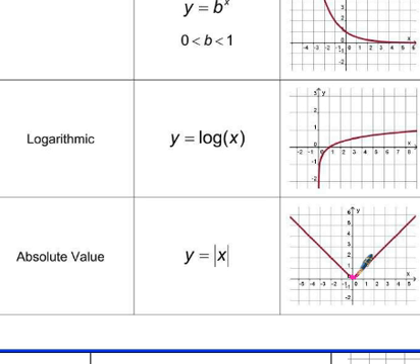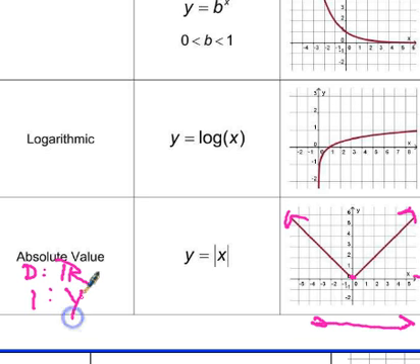Now, for the absolute value function, remember that it does go left and right forever, these are arrows. So if we're doing the domain there, our domain is all reals. And our range, however, does have a starting point, a minimum, and goes up. So we're going to have an inequality there. So y is greater than or equal to 0, because it starts at that 0 and goes up.